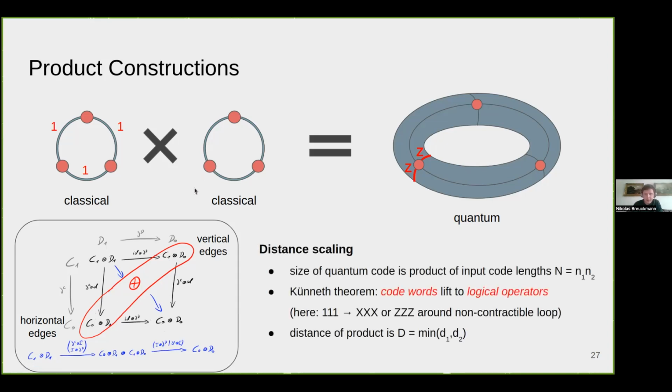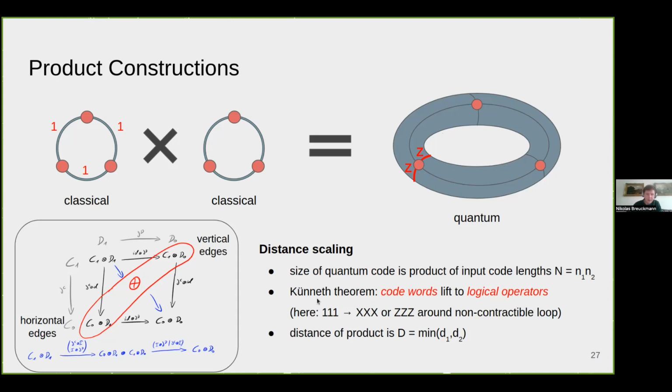One intuition I want to give you is about the distance scaling. The size of the total quantum code is just the product of the input code lengths. So if this is a repetition code on 3 bits, for both of them, then we obtain a 3x3 tessellation of a torus. This is the scaling of the number of physical qubits in the product.